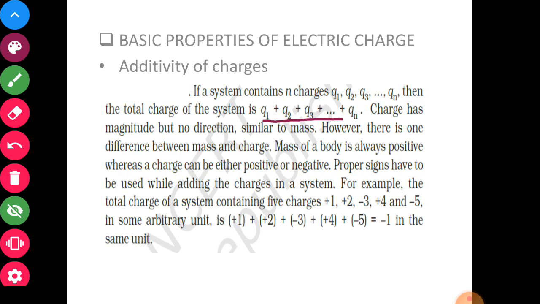Positive charges are taken as positive, negative are taken as negative, and resultant charge is found here. There is one example. Say there are +1, +2, -3, +4 and -5 charge. Then just you add by taking into consideration their signs. Okay, then finally you will get -1 charge, resultant charge.